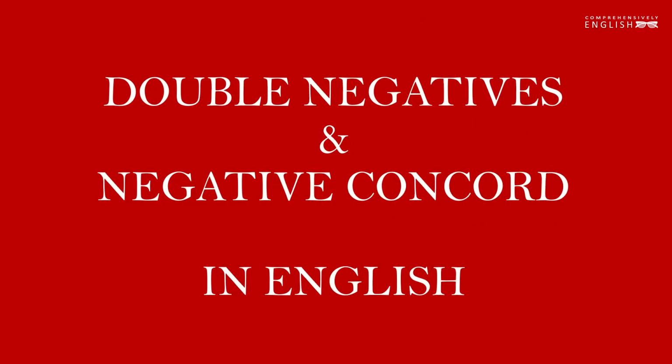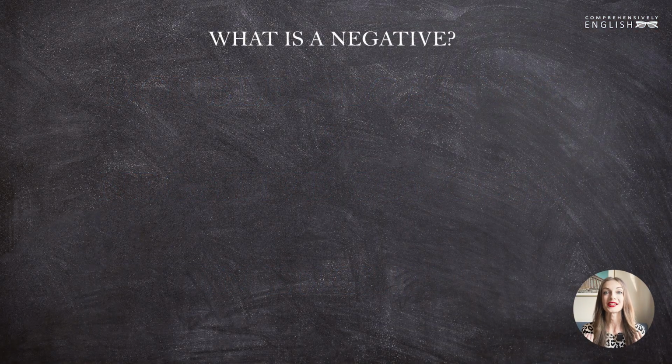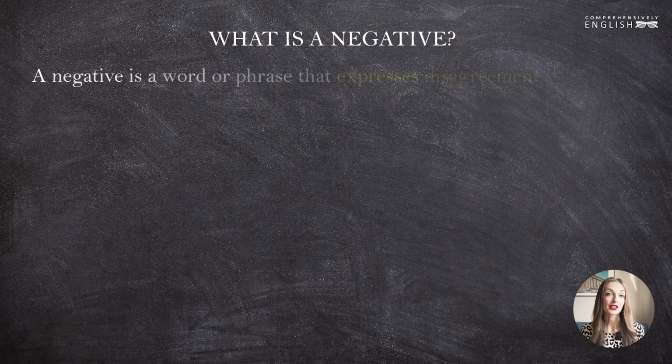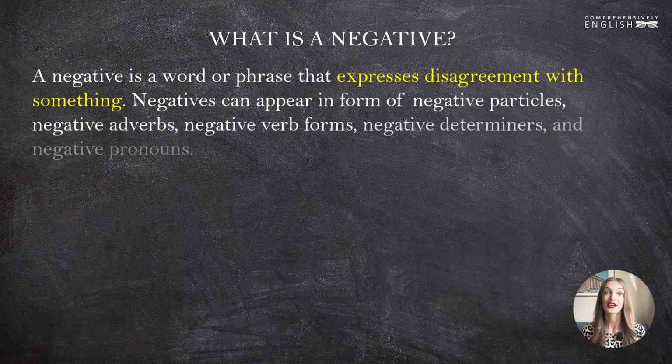Now let us start with today's topic. First and foremost, let's answer the question: what is a negative? A negative is a word or phrase that expresses disagreement with something. Negatives can appear in the form of negative particles, negative verb forms, negative adverbs, negative determiners, and negative pronouns.